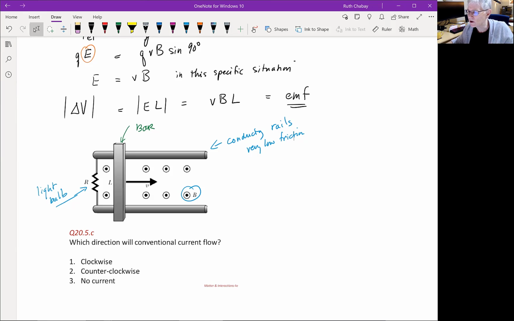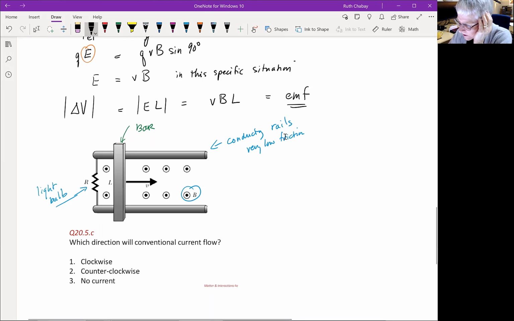So in this case, which direction would conventional current flow? Clockwise, counterclockwise, or there wouldn't be any current in this situation? So we have a majority vote for clockwise. Almost everyone thinks there will be current. So let us check this and see if the majority is correct. So you've picked clockwise.